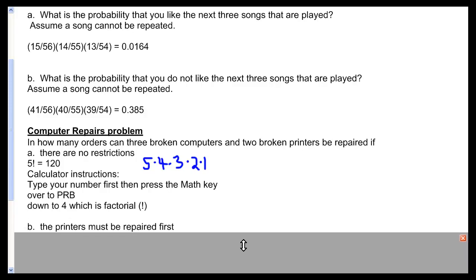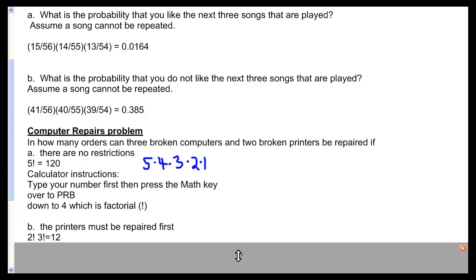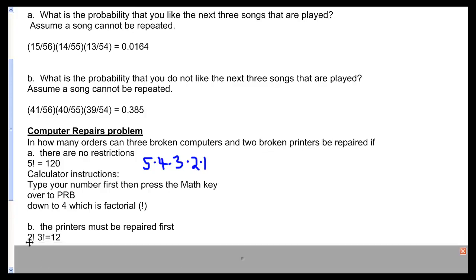Now, suppose you're told that the printers must be repaired first, where there are 2 printers. So you would have 2 factorial first and then 3 factorial behind it. So that's actually, if you're not using a calculator, 2 times 1 times 3 times 2 times 1, which will give you 12.